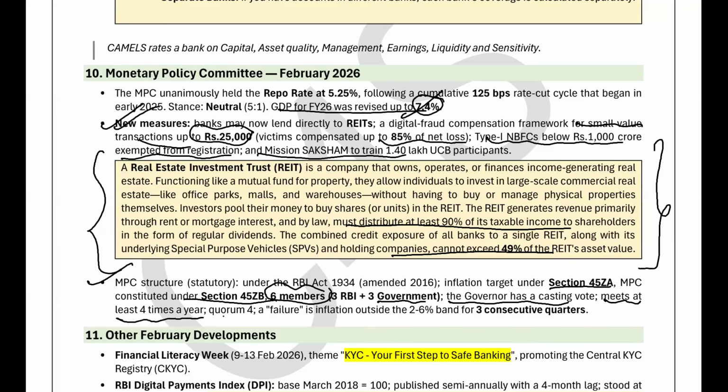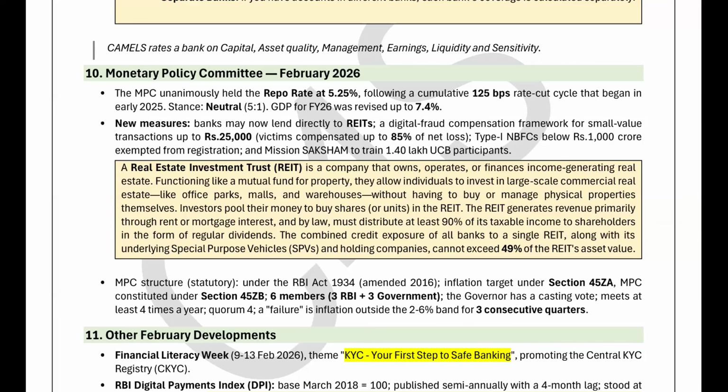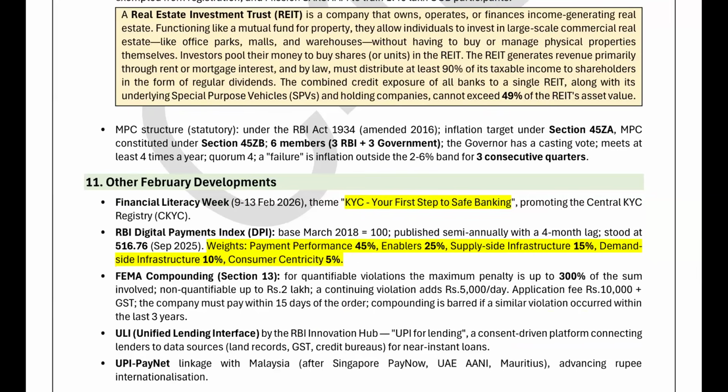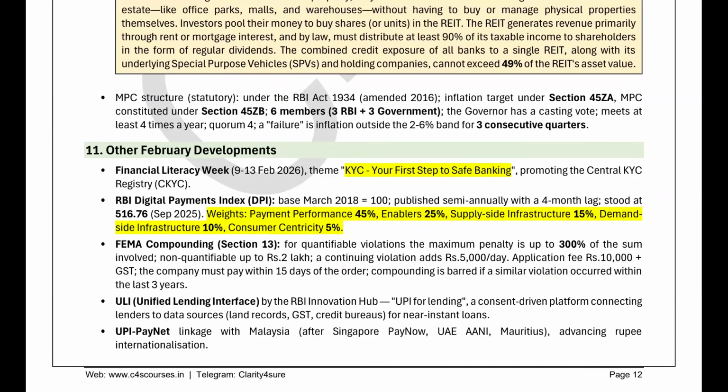Quorum 4. A failure is inflation outside the 2 से 6 band for 3 consecutive quarters. अगर 3 consecutive quarters में inflation is not getting controlled, then the government will, means, interrupt in that case. Is it clear? ठीक है? They have to give this report to the government of India after 3 consecutive quarters, maybe RBI could not control the inflation through aggregate demand. तब सब्सिडी का कंसेप्ट आता है.